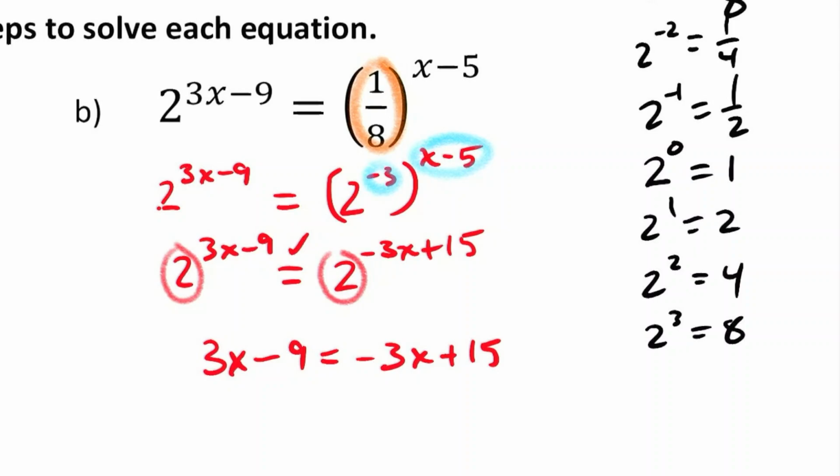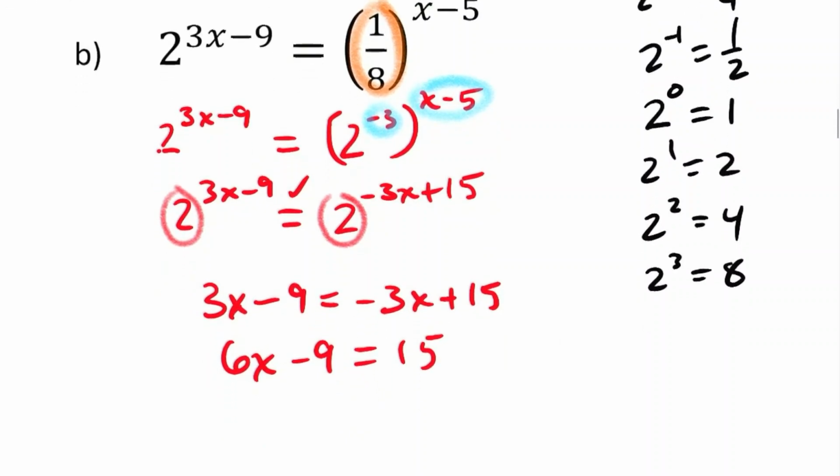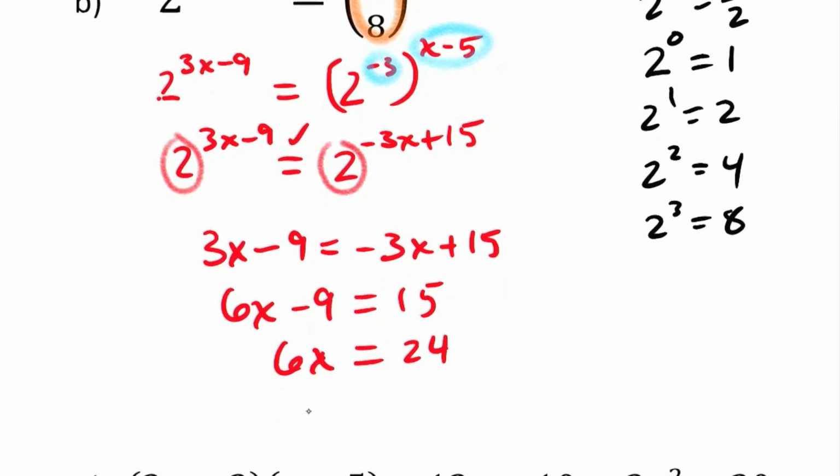If I add 3x to both sides, this is 6 times x minus 9 is 15. If we add 9 to each side, we've got 6x is 15 plus 9, which is 24. And then we're going to divide both sides by 6, so x is 24/6, which is the same as 4. So x is the number 4.